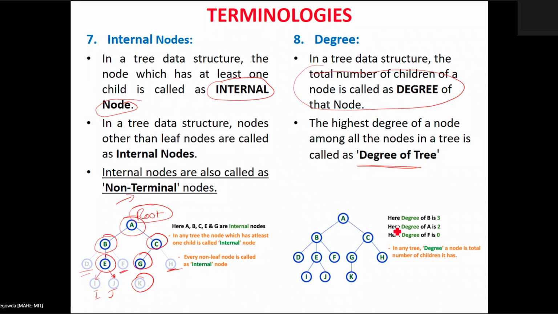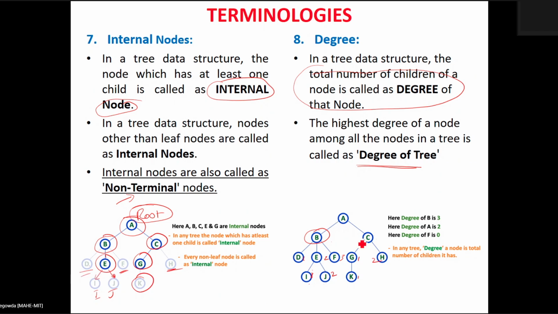Say for example, in this case, we have the node B. The degree of B is 3 because the number of children for the node B is 3: 1, 2 and 3. So we can say that the degree of B is 3. If you look at C, the degree of C is 2 because it has 2 children, G and H, 1 as well as 2. Similarly, the degree of G is only 1 because it has only one child. The degree of E is 2 because it has 2 children, I as well as J.